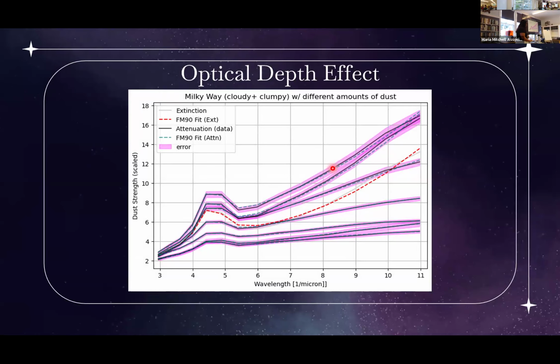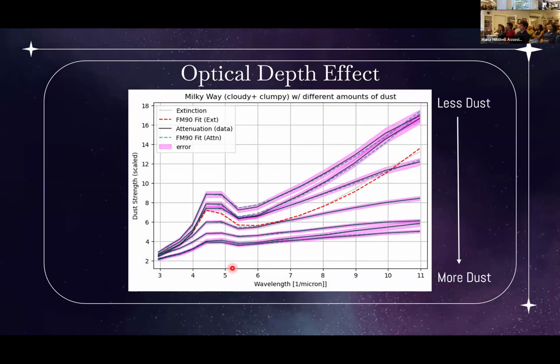So that's this part. Here's the same geometry from the previous slide, and now with varying dust amounts. Notice the trend. With very little dust, we can see the bump very clearly, the slope is very defined, but when we add more dust, the curve flattens out. And the FM90 still does well. It's shown here in the dashed lines.